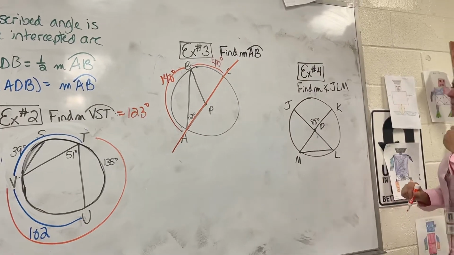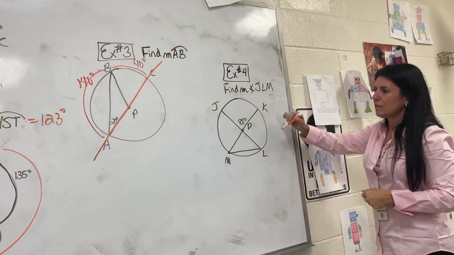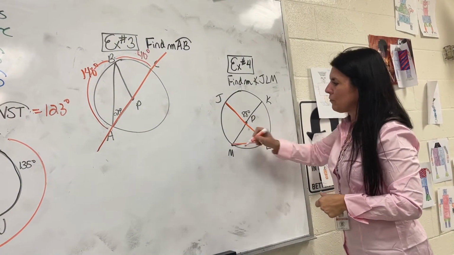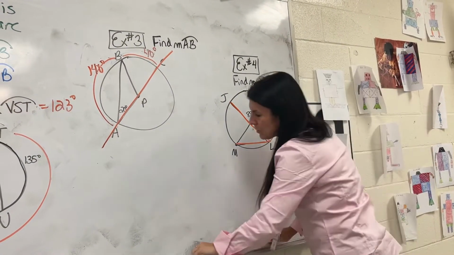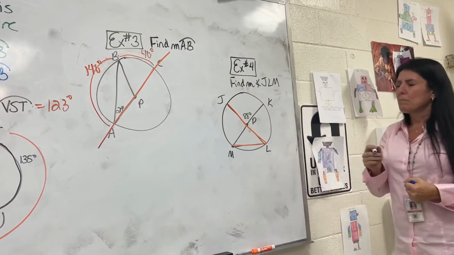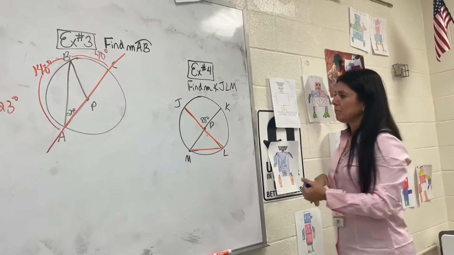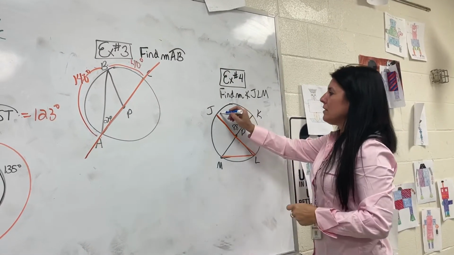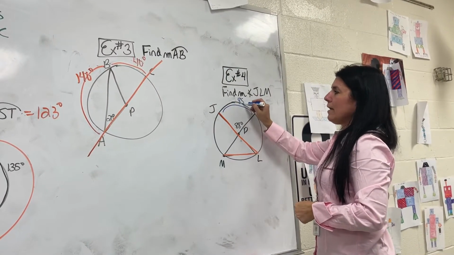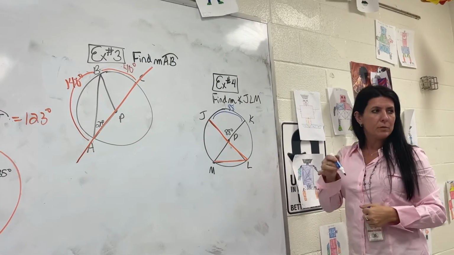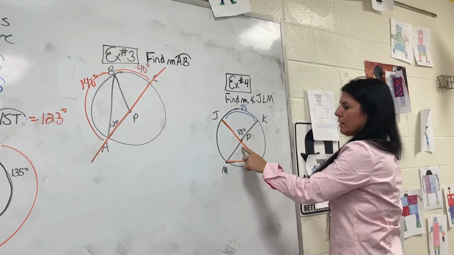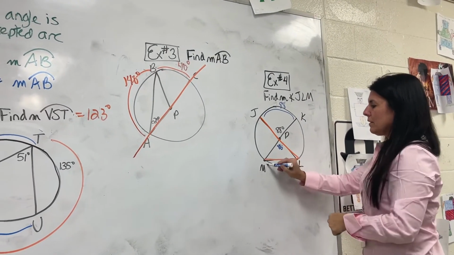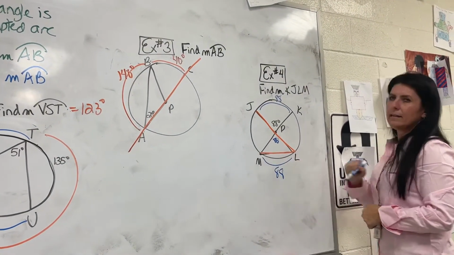Looking at the next example, they ask you to find the measurement of angle JLM. So this is the angle that we're looking for. Several ways you can look at this one too. Remember, this also has central angles in it. So what I see is this is 88. So this arc has to be 88. Remember, central angles and their intercepted arcs are the same. This is 88 because of vertical angles, which means this arc is also 88.